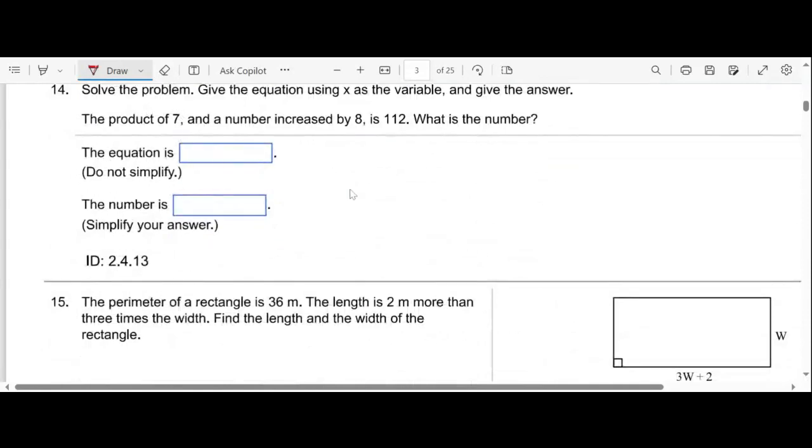Solve the problem. The product of 7 and a number increased by 8 is 112. What is the number? What does product mean? Multiplication. Increased means what? Plus. Is means what? Equals. So let's say 7 times x plus 8 equals 112. So you write the equation down: 7x plus 8 equals 112. So I need to solve that.